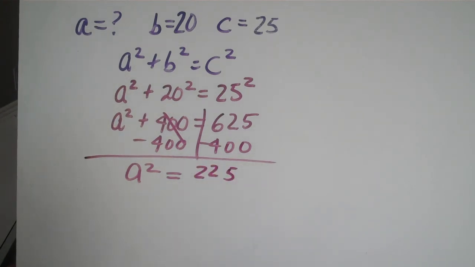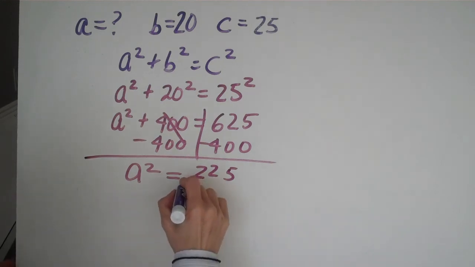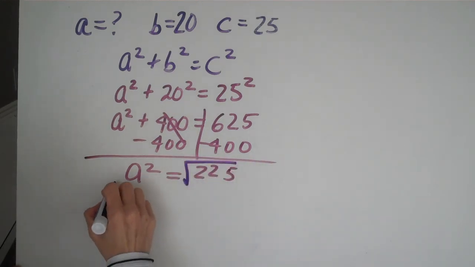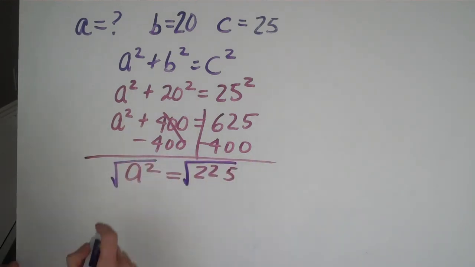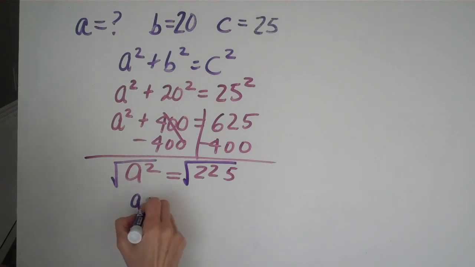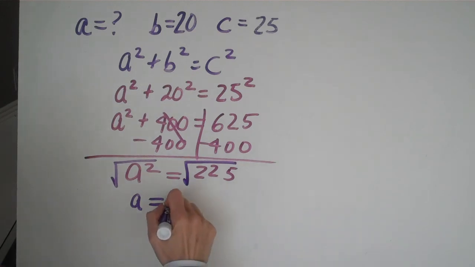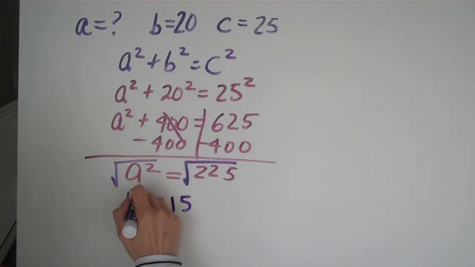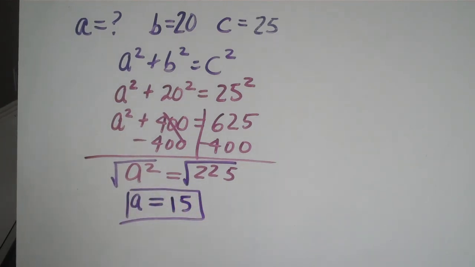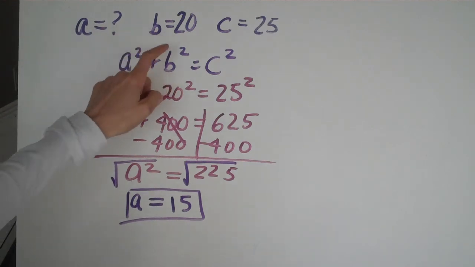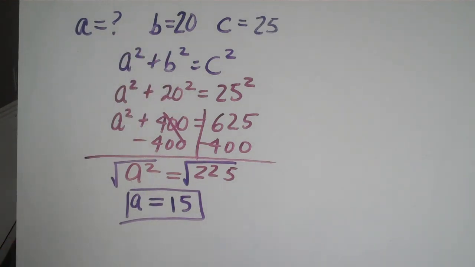If you're good at multiplication, you should be able to figure out what a is by getting the square root. We take the square root of a squared, which is just a, equals, and our final answer is 15, because 15 times 15 equals 225. So that is the missing side, which is a leg, right? The a and the b are both legs. The c is always the hypotenuse.